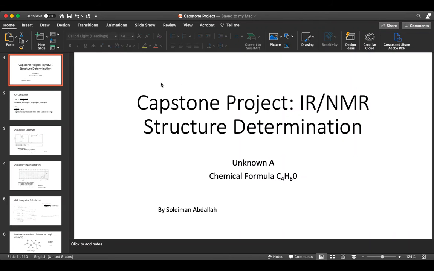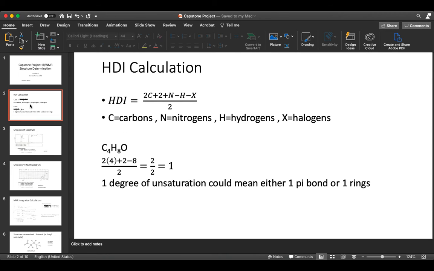For my capstone project, I will be determining the structure for unknown A, which has a chemical formula C4H8O, from the IR and NMR spectra. I started with the HDI calculation. I actually think this is the easiest way to identify a functional group in the spectrum.